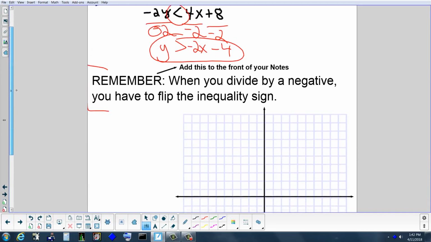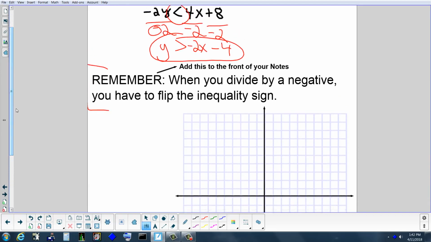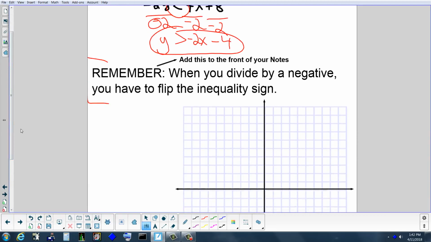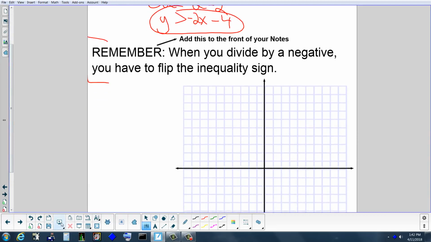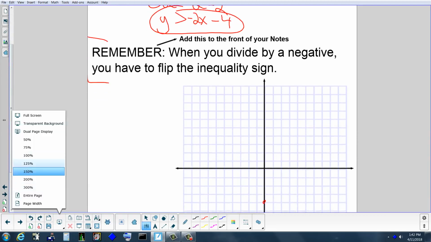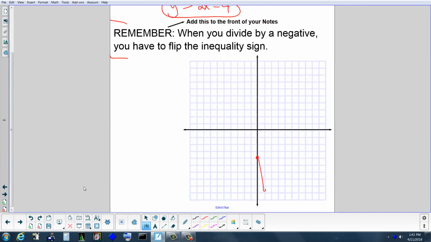All right, so we do this. As far as graphing it, I'm not going to go super in depth with that because we've done that a bunch of times today. 1, 2, 3, 4. I'll put a dot there. Hey, don't get a little ahead of yourself there, buddy. It was -2, right?